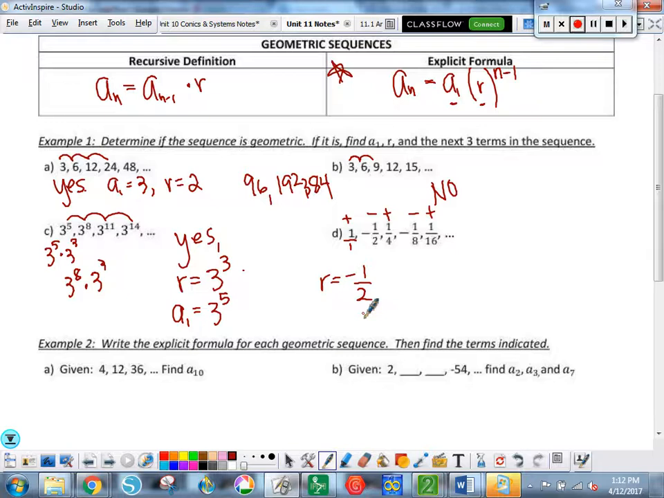Okay. What's a sub 1? And then what would the next term be after 1 over 16? Okay, somebody new? What would the next term be? The same people who said it, so somebody new? Positive, and then the negative 1 over 1.8.